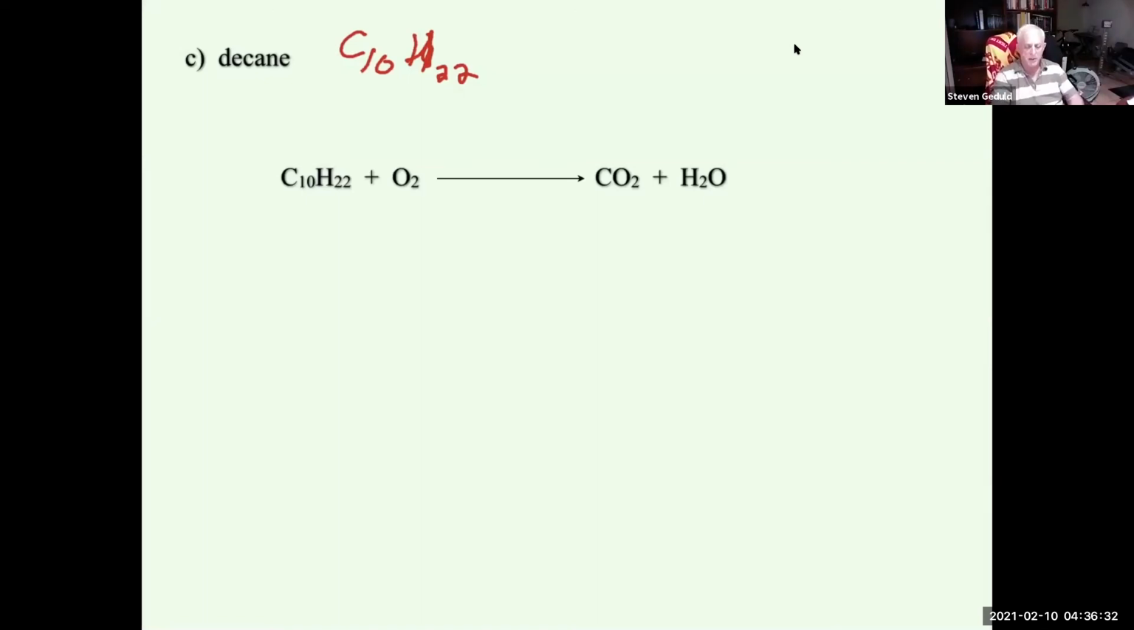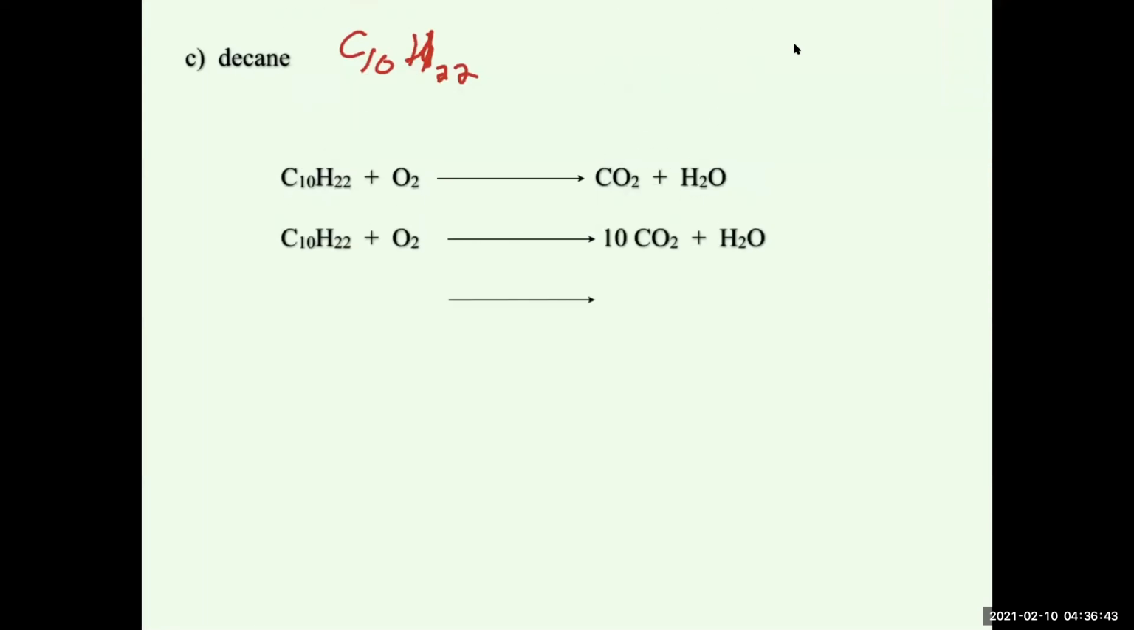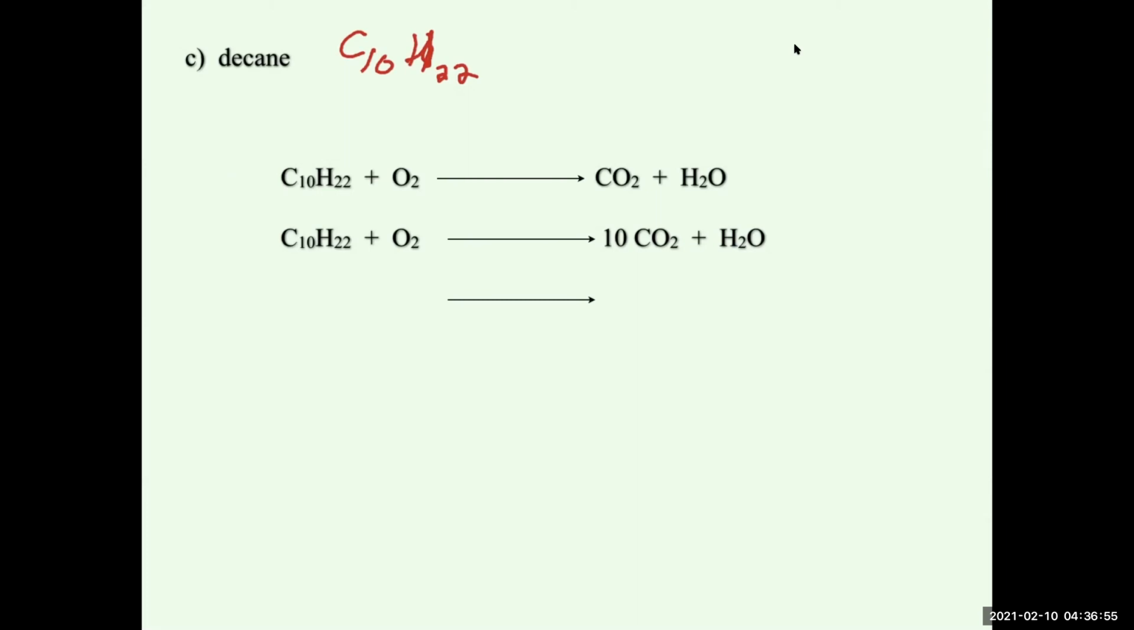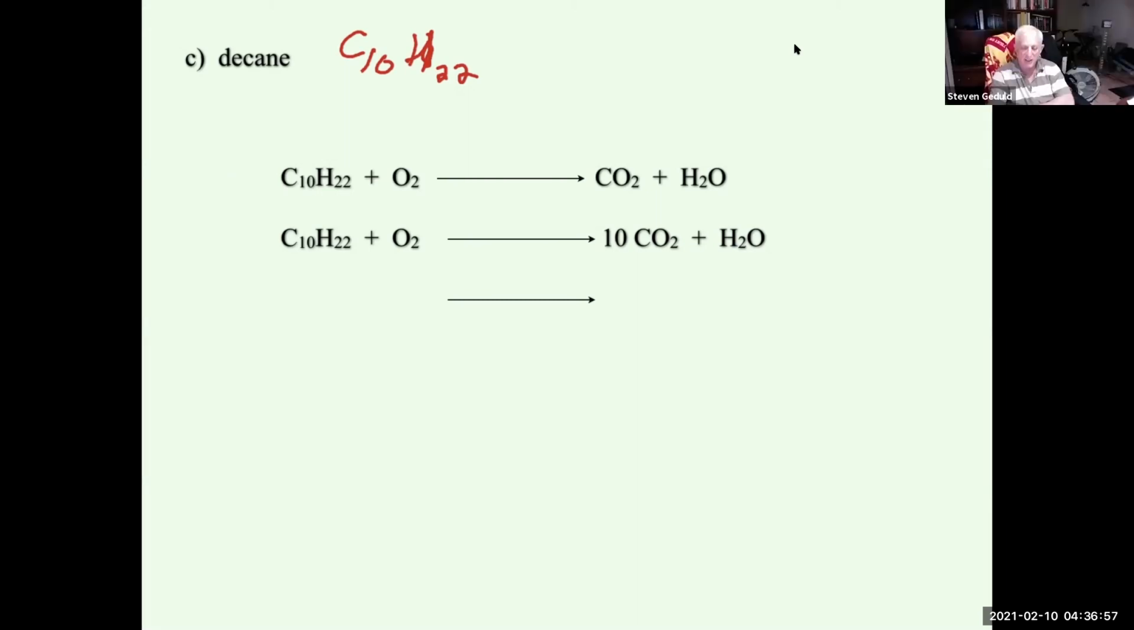So what do you have to do? Balance oxygen last. There are 10 carbons on the left. What do we put in front of the CO2? We put a 10. So now we have 10 carbons on the left and 10 on the right. We have 22 hydrogens on the left, so how do I make the right side say 22? What do I put in front of the water? 11, perfect. That gives me 22 hydrogens.